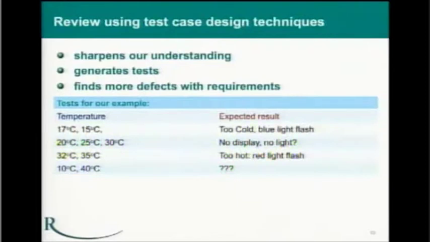You see, by applying very basic techniques of boundary value and equivalence partitioning, we've got "too cold, blue light flashes," "too hot, red light flashes," and no display in between that. Is that right? Nothing said in between that? Question mark. And what about if we put 10 degrees and 40 degrees, outside those bounds?